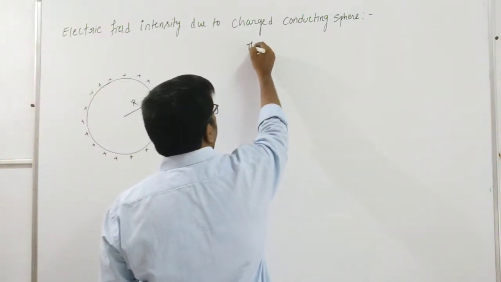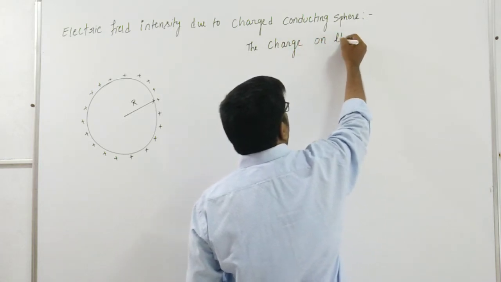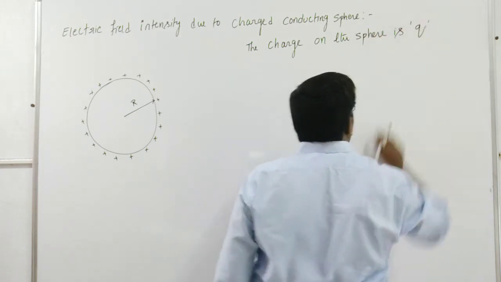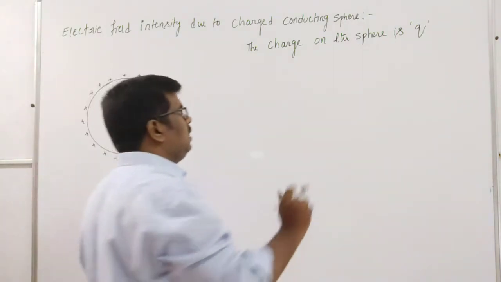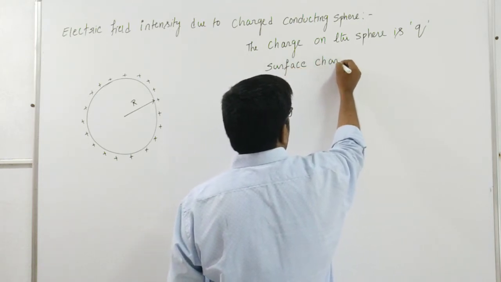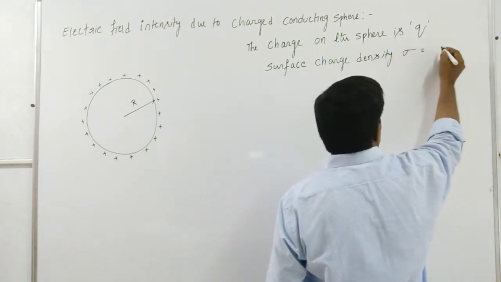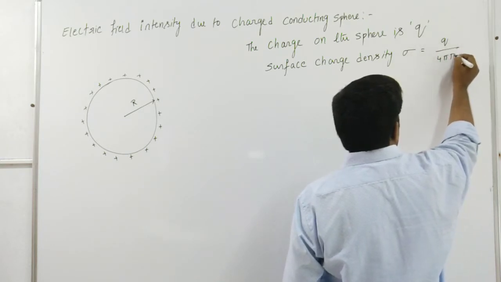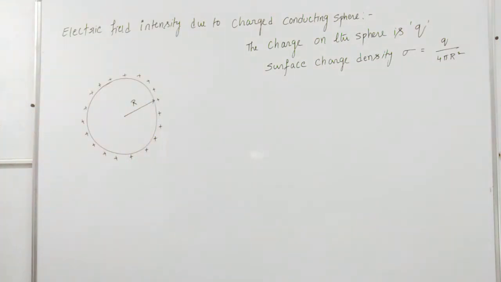The charge on the sphere is Q, as well as the radius is capital R. Charge density, you can write surface charge density, sigma equal to Q by 4 pi R square. So there is a surface charge density here.